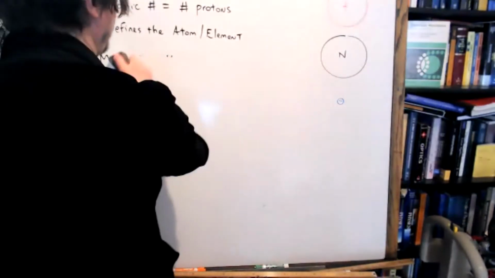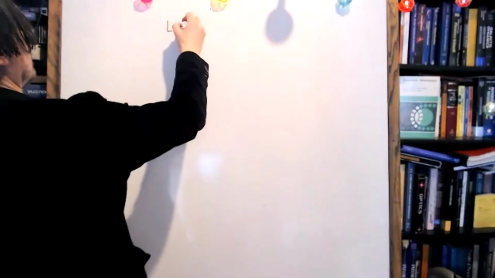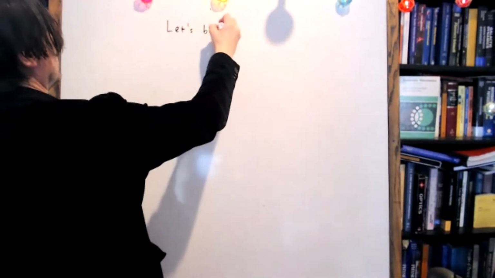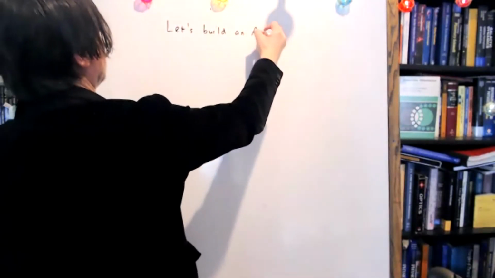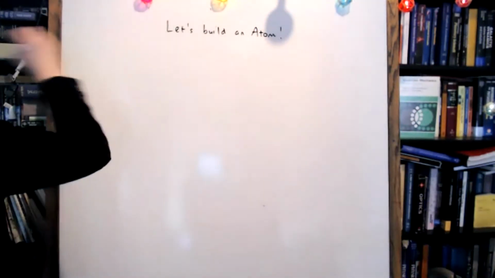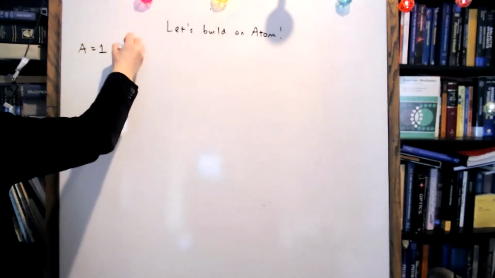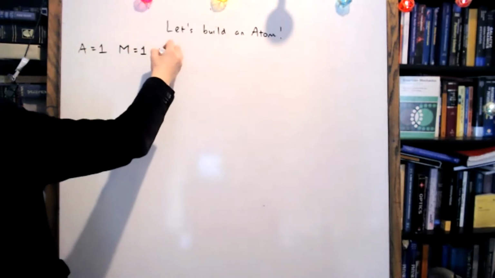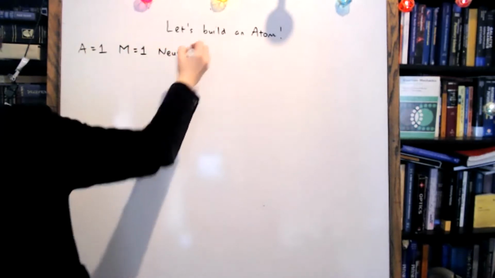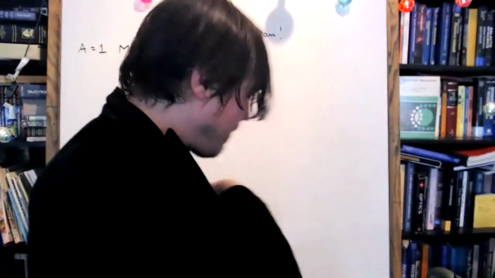Now it's time for us to play a game that will prove to me that you understood everything that I just said, okay? So this game is called Let's Build an Atom, okay? And my first atom, atom number 1, is going to have an atomic number of 1, a mass number of 1, and it will be electrically neutral.